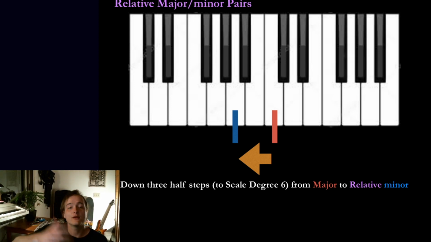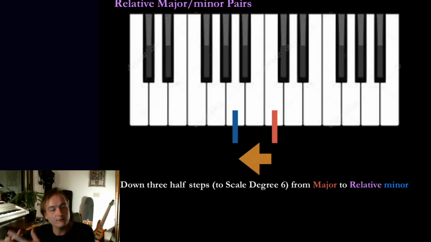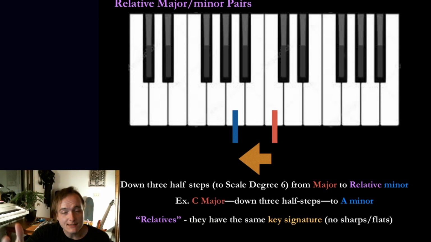In other words, to the third of the scale, to start on scale degree 3. So you're either starting on scale degree 6 of major to get to minor, or scale degree 3 of minor to get to major. And as I said before, these are relatives because they share the same key signature. They are actual relatives because they have the same DNA, the same essential key signature. In the case of C major and A minor, that is no sharps and no flats.